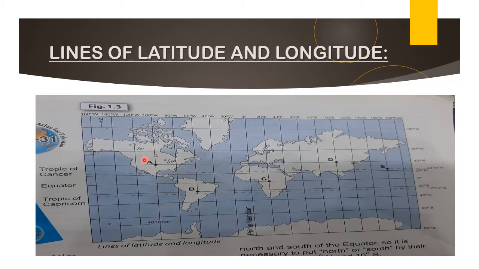Now here at point A, as you can see, it is showing 40 degrees north, and the same point is showing 100 degrees west, while the equator is here at point C, at 0, which is showing the equator. These are all imaginary lines which help to measure all this area on the world map in a clearer and easier way.